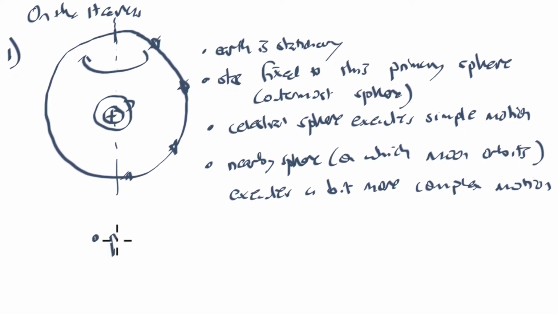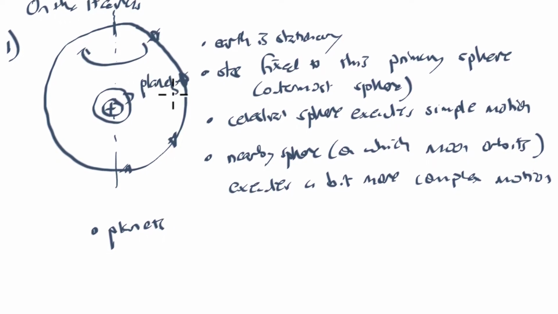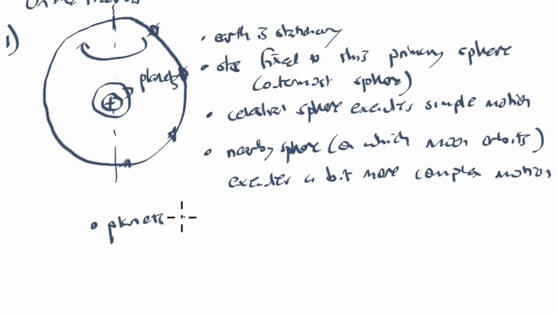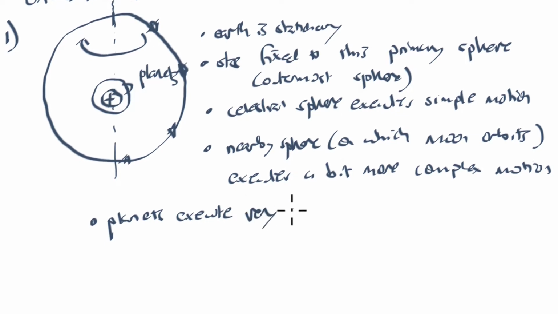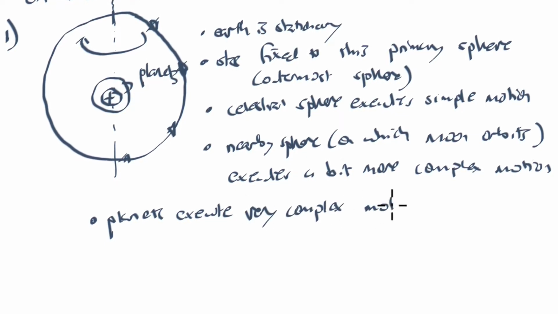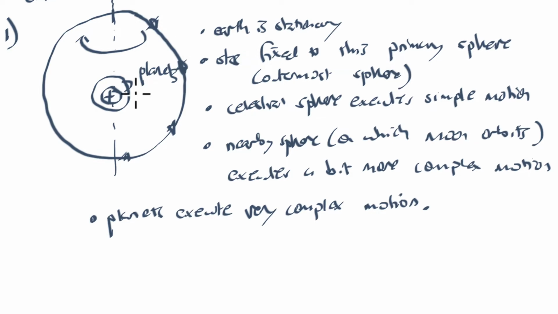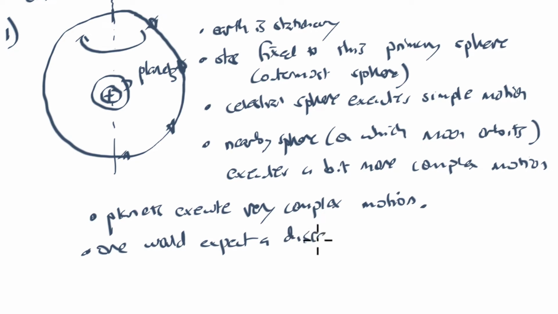But what about the planets? Well, the planets are in this region right here between the moon and the sphere of stars. And here is precisely the problem, that the planets execute very complex motion. Rather, the spheres on which the planets are orbiting execute very complex motion. Now, here is the puzzle. Here's the problem that Aristotle is bringing up. One would think, or one would hope, that there would be some kind of pattern, either from simple to complex, or from complex to simple. So one would hope to see, or one would expect, a discernible pattern.